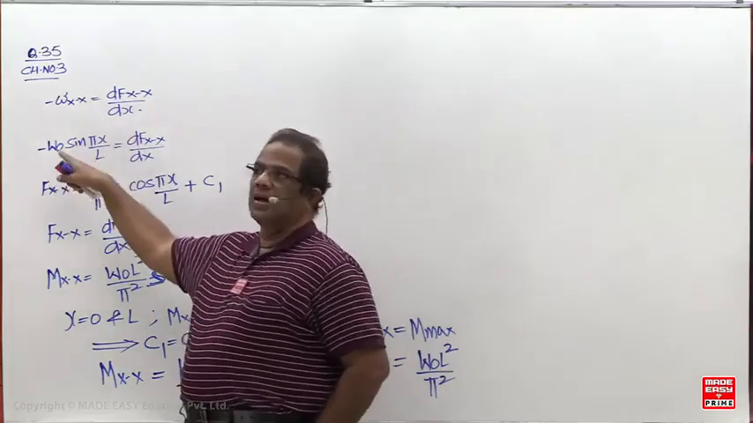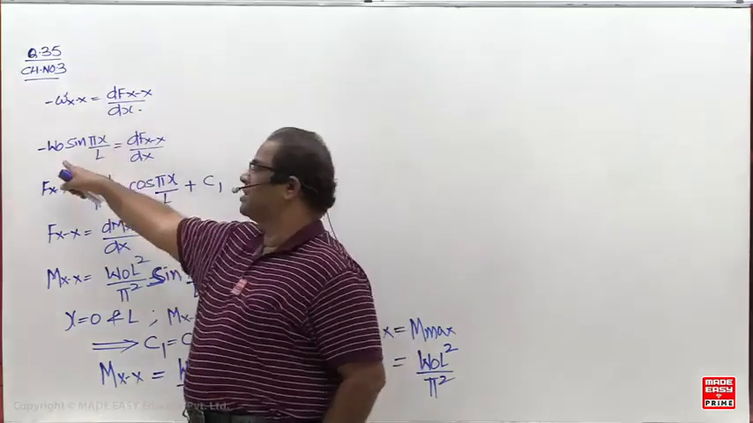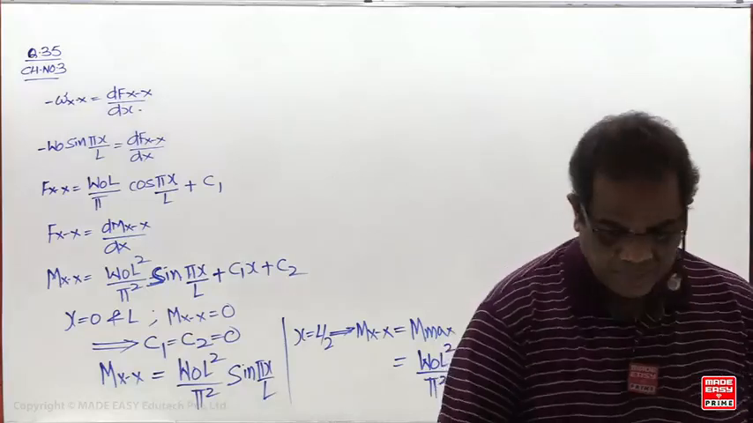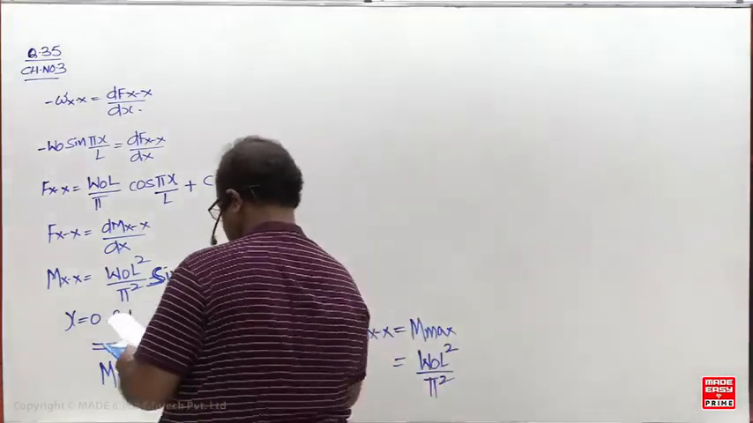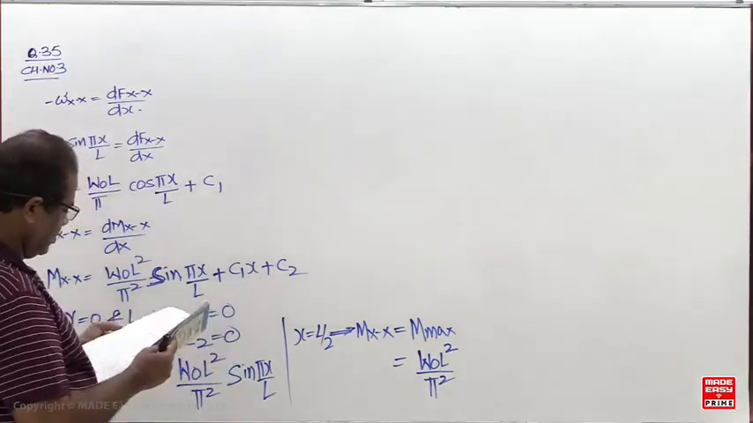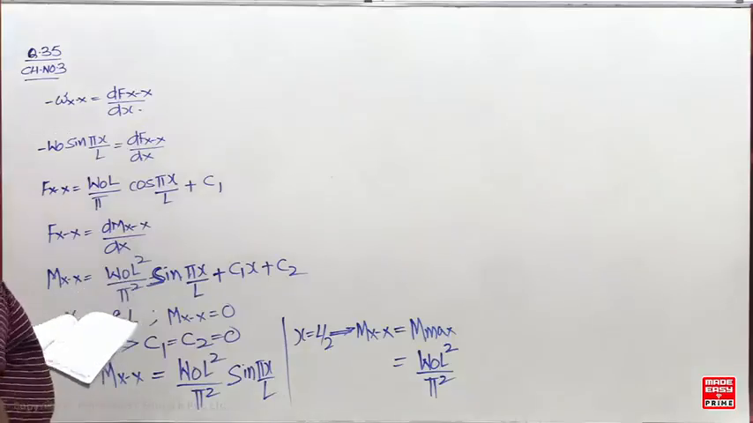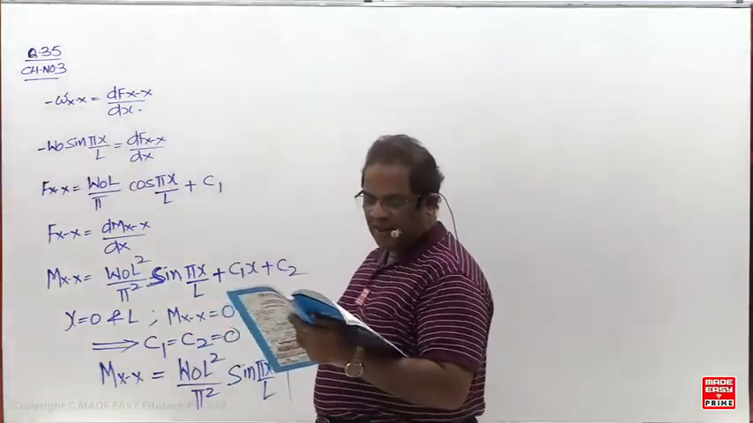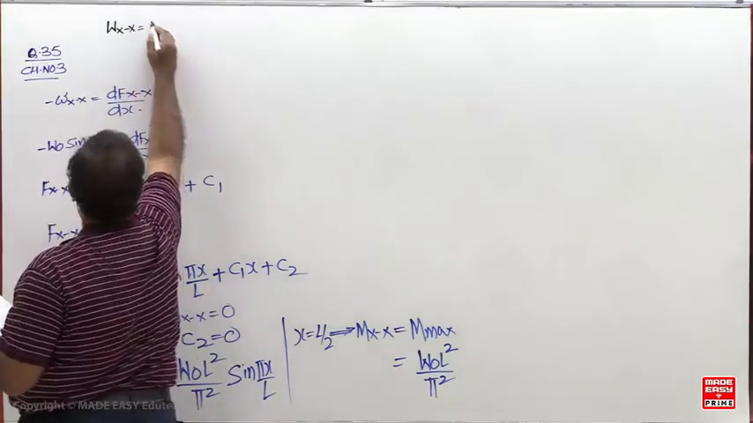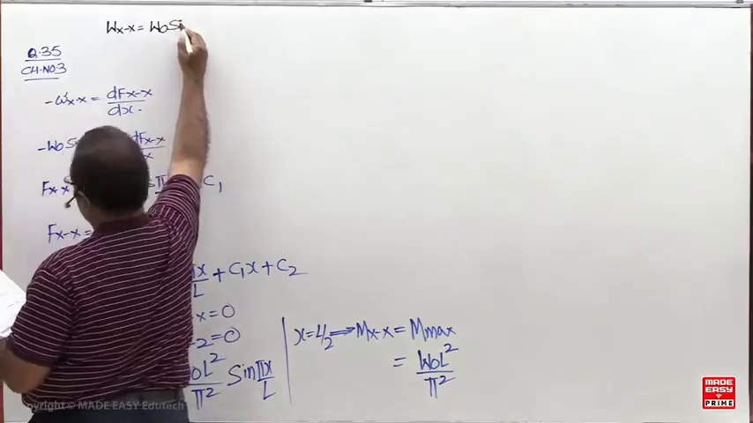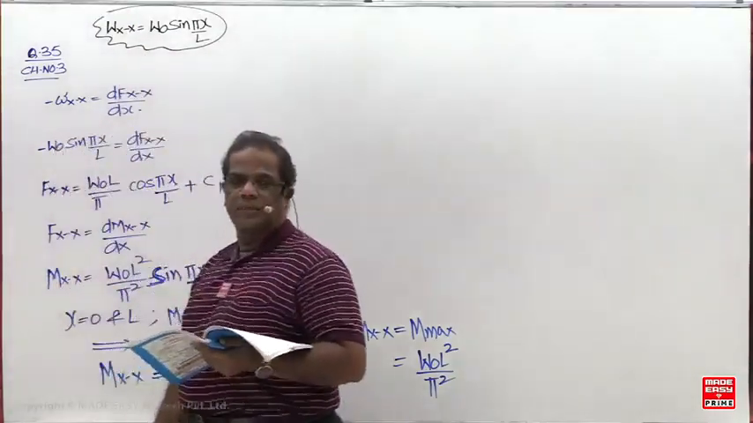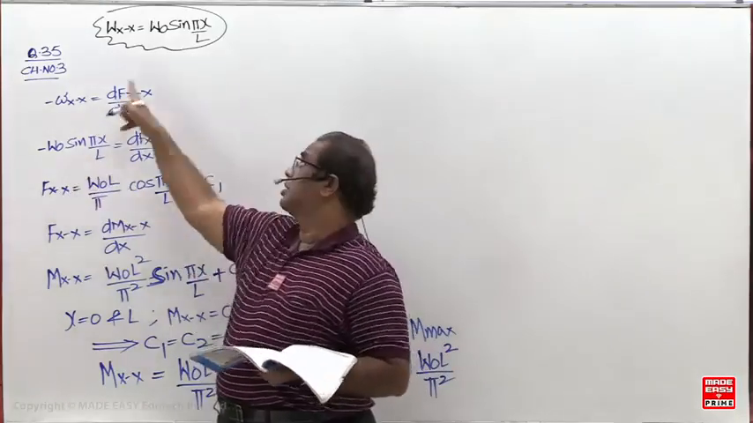In the question, load intensity is given: minus Wxx equal to df by dx. Substitute the load intensity. Load intensity is given as W sin pi x by L in the question. So substitute that load intensity.